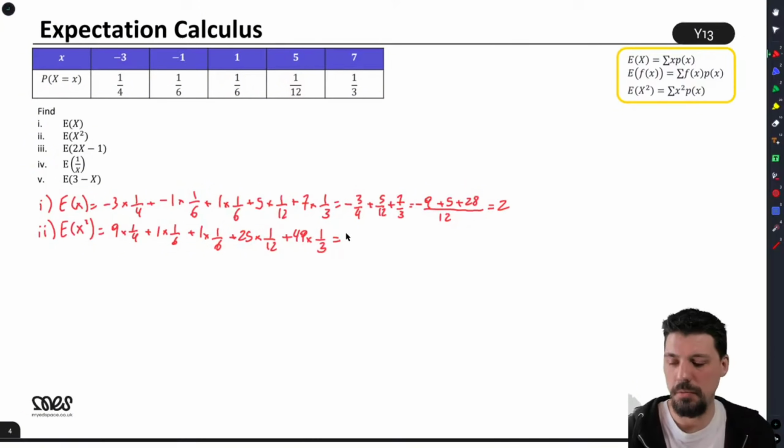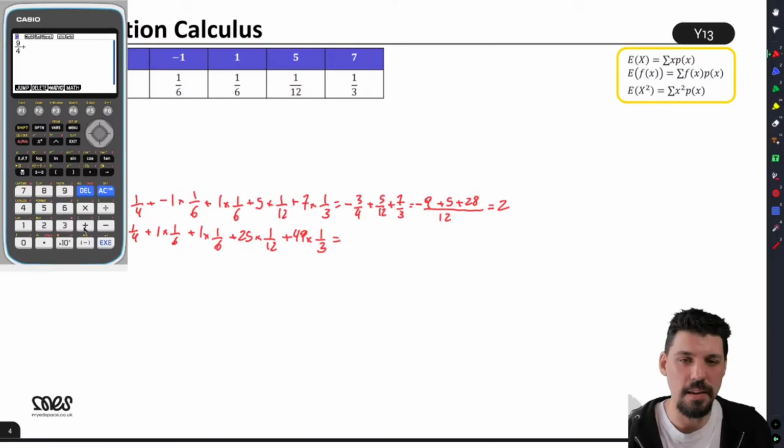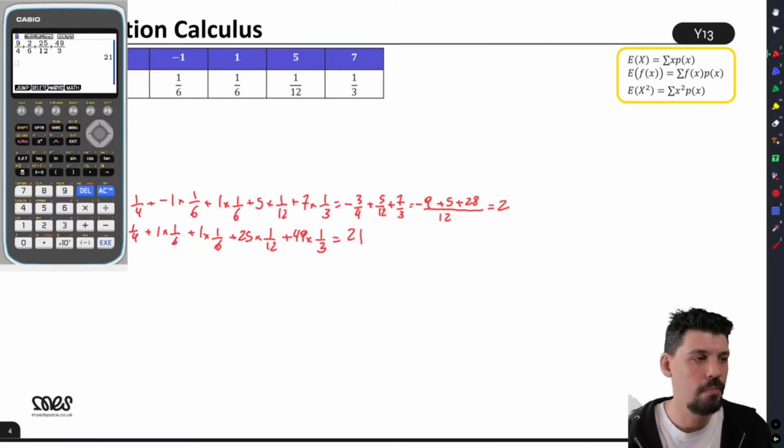At what point does doing mental math become inefficient? Let's get out the big boy. Let's reset everything. There we go. 9/4, plus 2/6 plus 25/12 plus 49/3. Did I type that incorrectly? That looks okay. 21. Woo! 21. Okay.